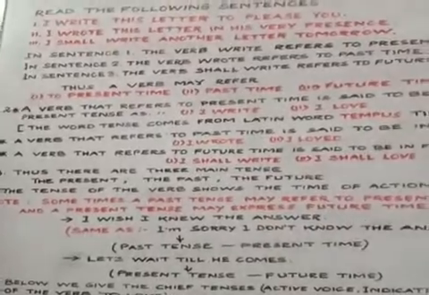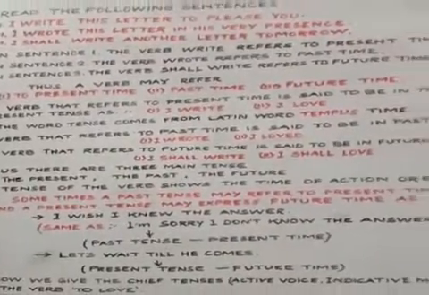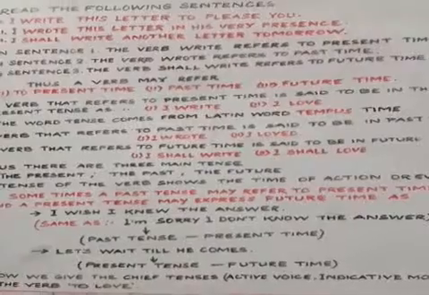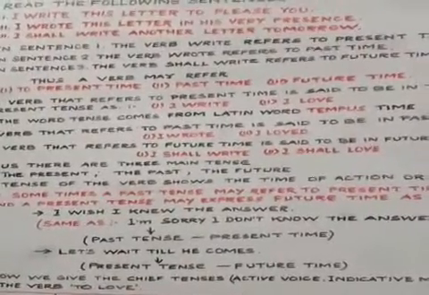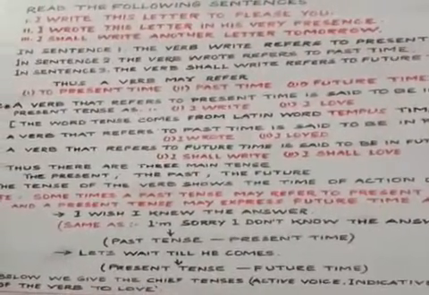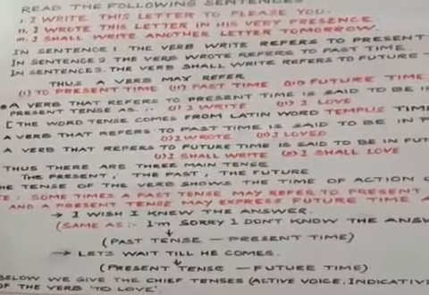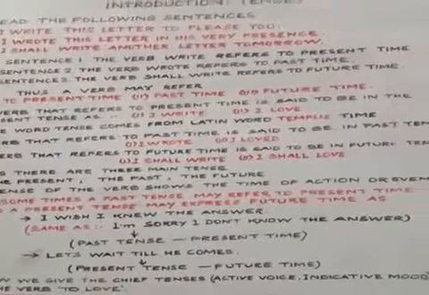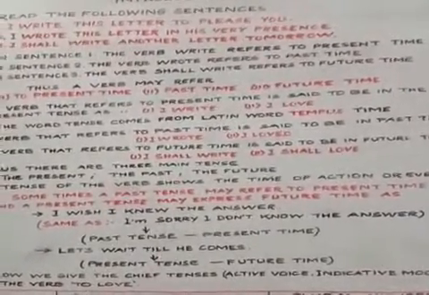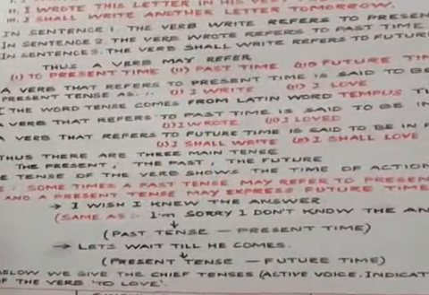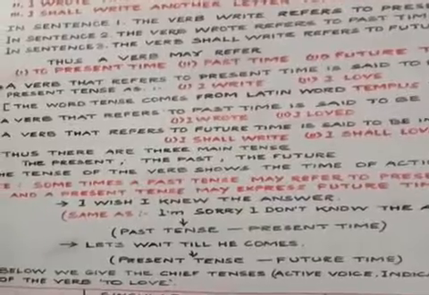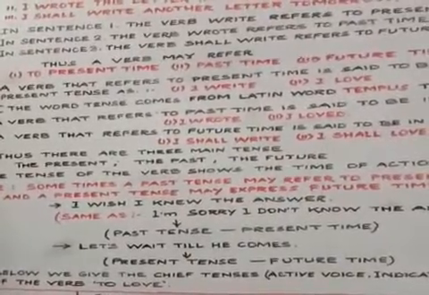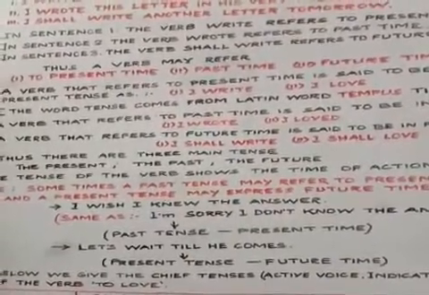A verb that refers to past time is said to be in past tense, like I wrote, I loved. A verb that refers to future time is said to be in future tense, like I shall write or I shall love. Thus, there are three main tenses: the present, the past, and the future.